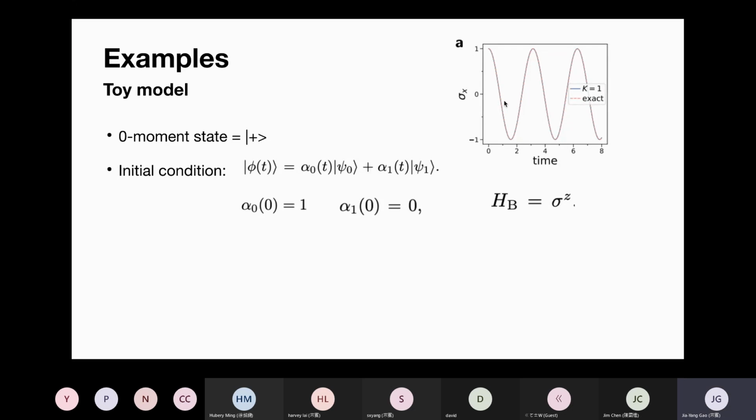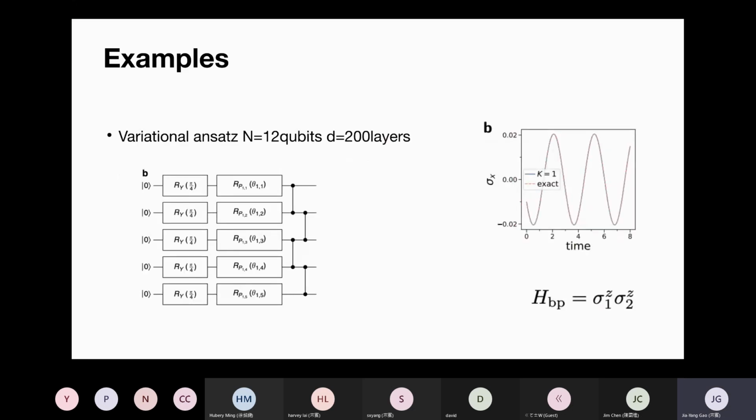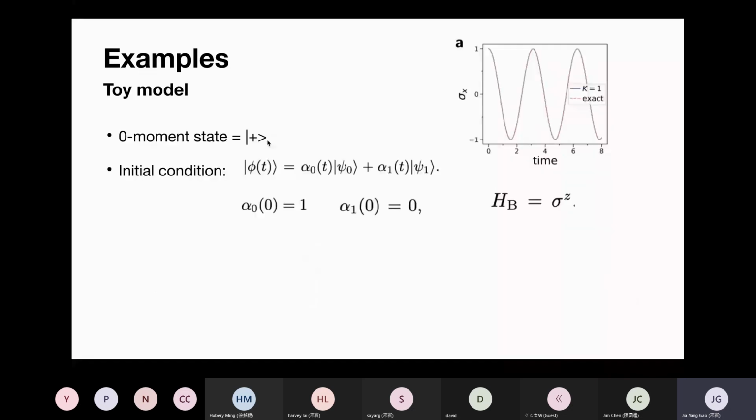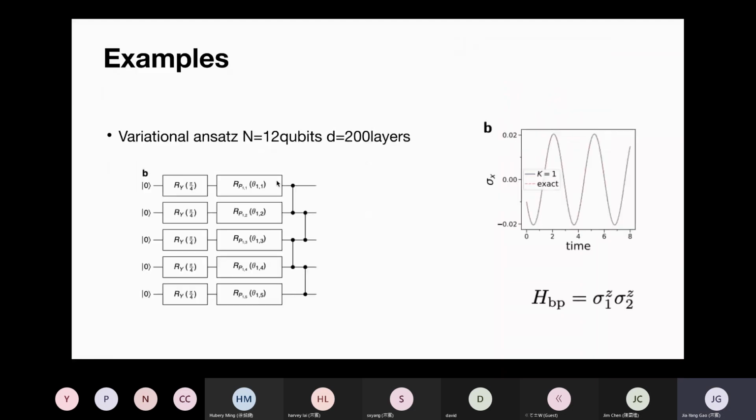So let me move to an even more complicated case. In the previous example, the ansatz was only a single qubit state, the plus state, so I think it's a very toy model, like a Hon-Hai model. In this example, they use a 12 qubit ansatz with 200 layers. This block defines one layer, and it repeats 200 times.